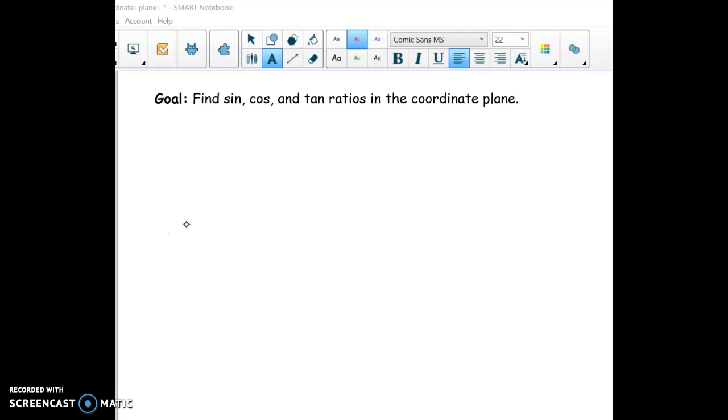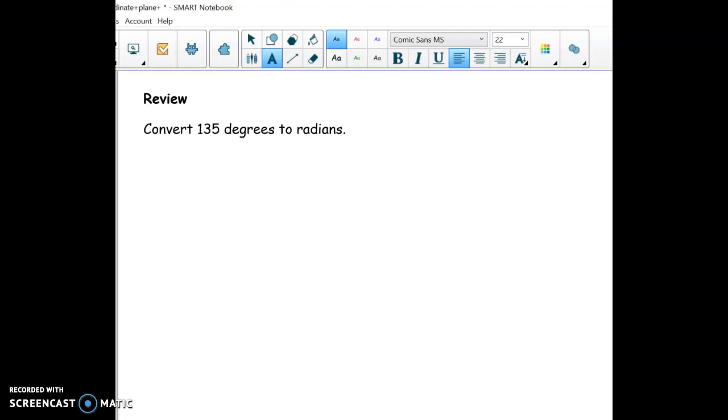All right, in this video, we're going to be finding sin, cos, tan in the coordinate plane. Before we do that, one quick review question for you. This is just converting between degrees and radians. Remember, radians are just a different way to measure angles. So I'm going to have you pause the video and try this one before continuing.